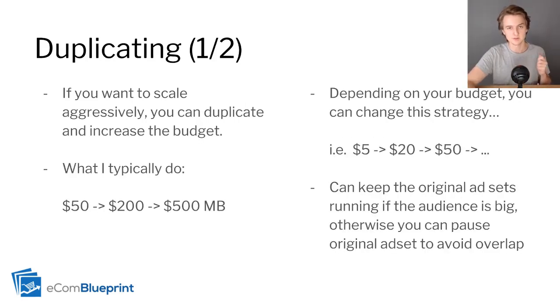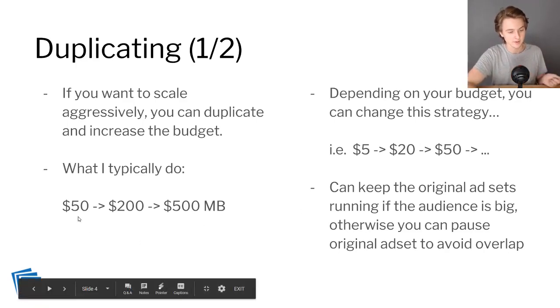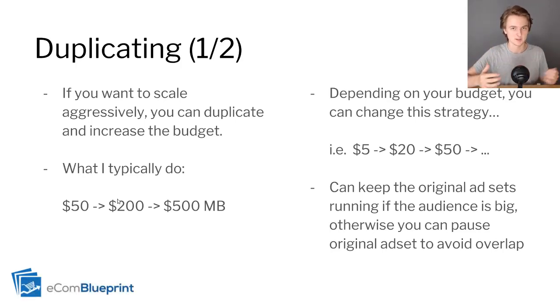Now, the other way is duplication. Duplication is when you want to scale more aggressively. And so, if you're running an ad at like $5 a day, and then you want to quickly increase the budget to $20 a day or $50 a day, that's when you duplicate. And so what I'll typically do is I'll start at $50 and then I'll duplicate right away to $200 if it's profitable, based on, I need to get at least 10 results, like I said before, and usually I'll wait for more than 10 results. So I'll make sure that it's a good audience, and then I'll duplicate it. So I'll start at 50, then I'll go to 200, and then I'll go to 500 with manual bidding.